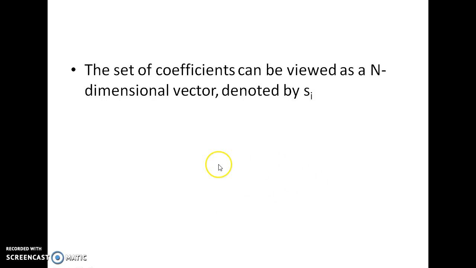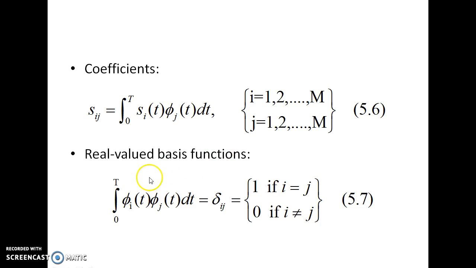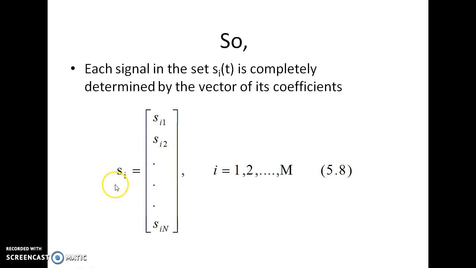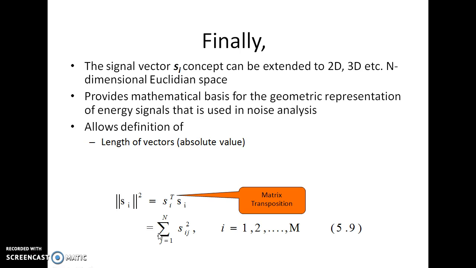So what we have done over here, if you can find out all the Sij's, the set of these coefficients will give you the signal vector denoted by Si. So any signal Si(t) can be denoted by its vector, denoted by capital Si, and over here you will have capital N number of coefficients that you have derived for this signal. So it will be represented like this. For example, if you have a signal Si(t), its vector is Si, and it will contain all the coefficients that you derive for that signal.